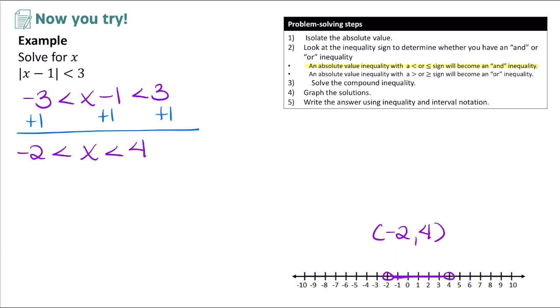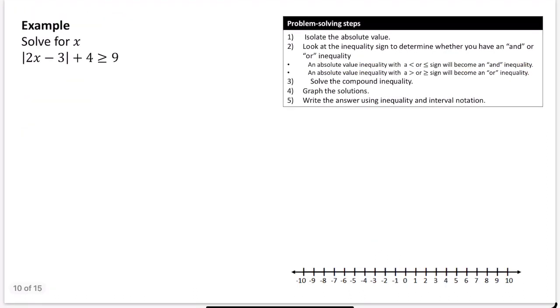And when we graph this on our number line, we're going to use open circles at negative 2 and 4. And so that means when we write this in interval notation, we're going to use open parentheses at negative 2 and 4. Now let's try this example.